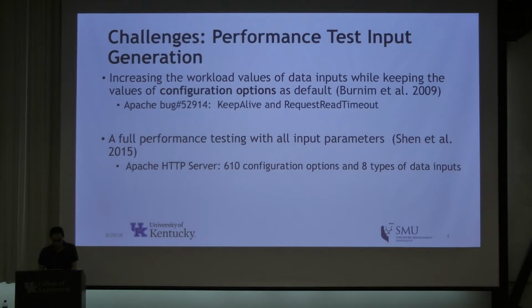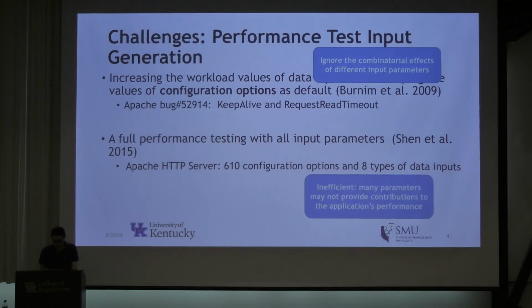For instance, the first method normally ignores the combinatorial effects of different input parameters. For instance, in Apache bug 52914, in order to trigger this performance bug, you will need both configuration options.